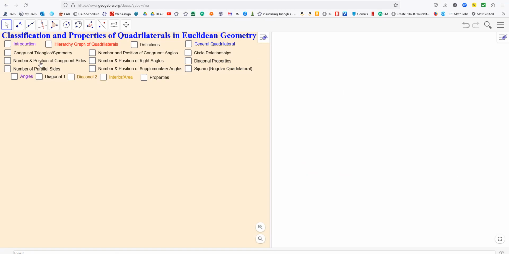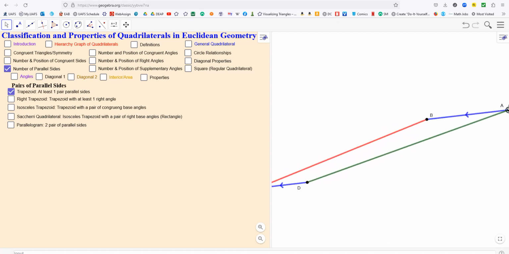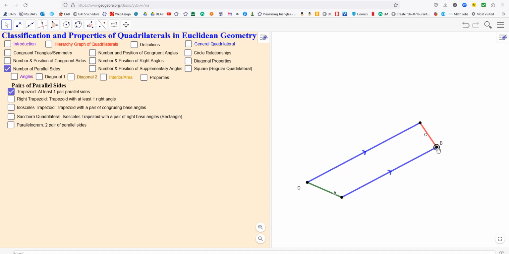So here's my classification and properties of quadrilaterals, big sketch, big activity in GeoGebra, and we can classify by number of parallel sides. And here is a trapezoid and different kinds of trapezoids. So this is a general trapezoid. The way this one is built, it gives you all trapezoids. You can degenerate it down to a line segment or to a triangle, but you can't make it non-simple the way I've got it constructed.